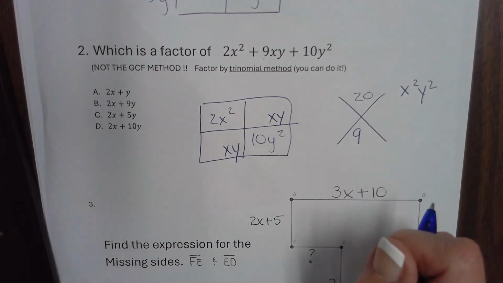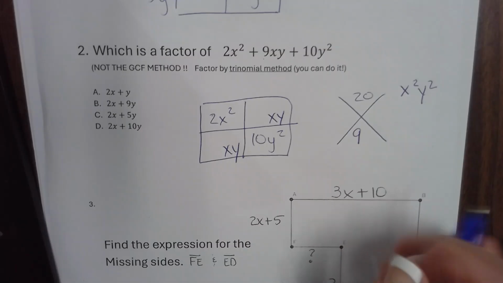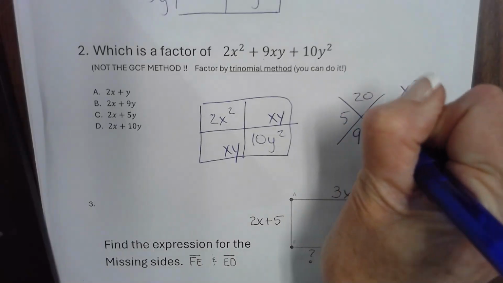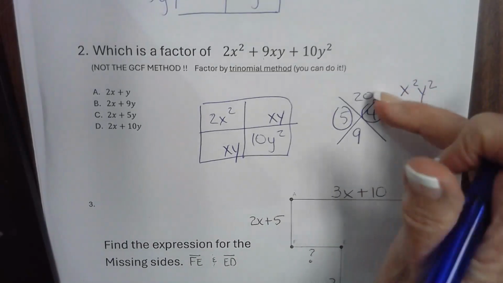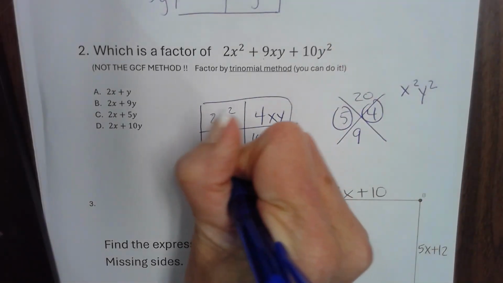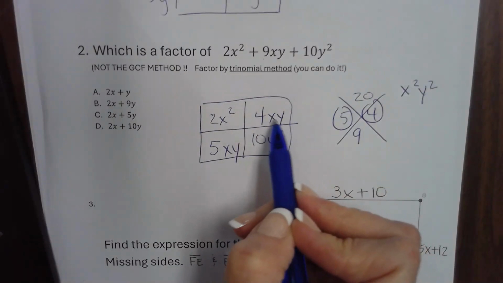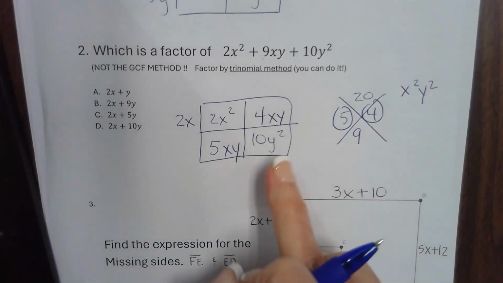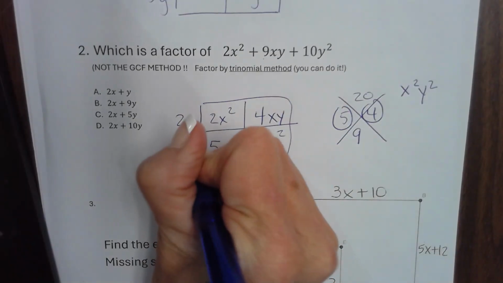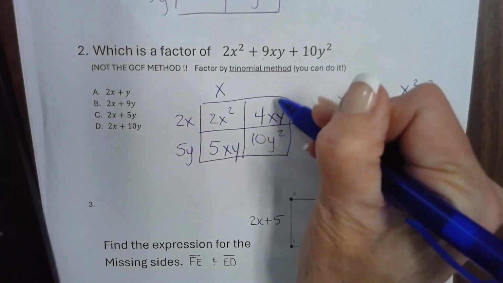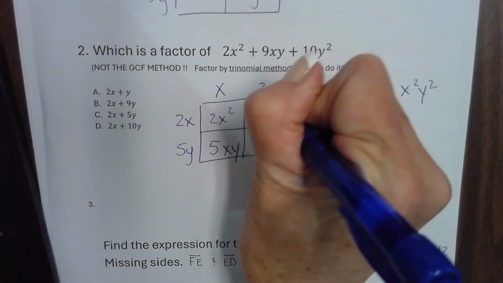Magic numbers. What are the magic numbers? 5 and 4. When I multiply those numbers, I get 20. When I add them, I get 9. Okay? Now I'm doing greatest common factor. Greatest common factor here is 2x. Greatest common factor here is 5y. Greatest common factor here is x. Greatest common factor here is 2y.